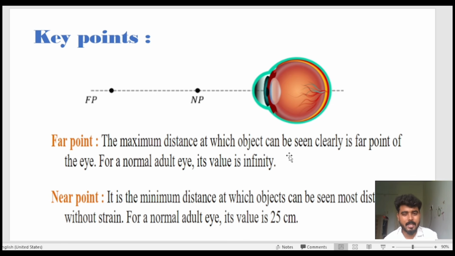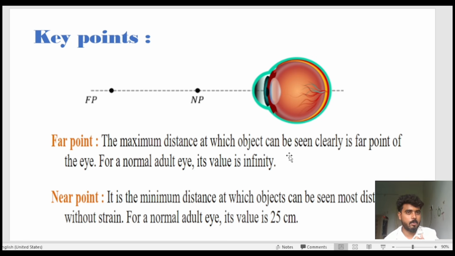To be simple, it is the minimum distance. Near point is nothing but the distance between the human eye and the object. It is called as near point. So what is the value of near point? 25 centimeter.